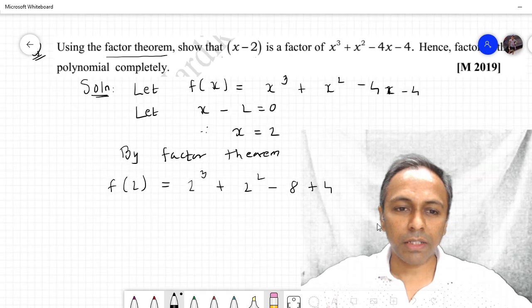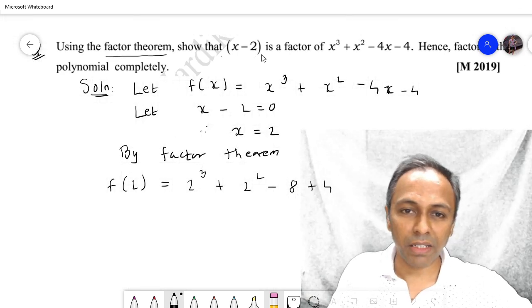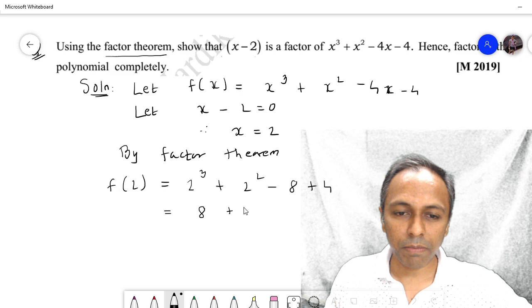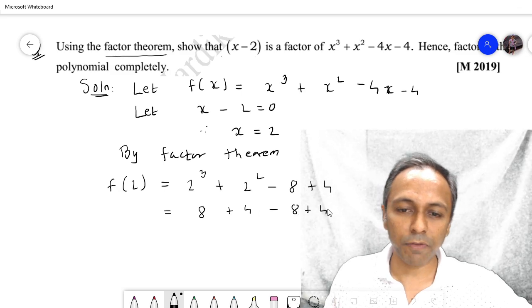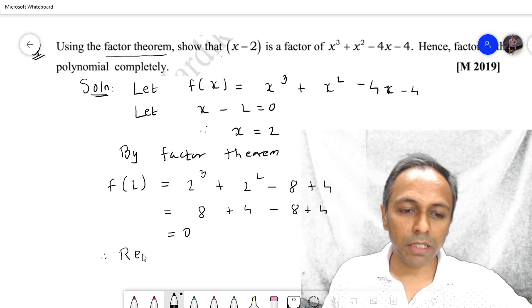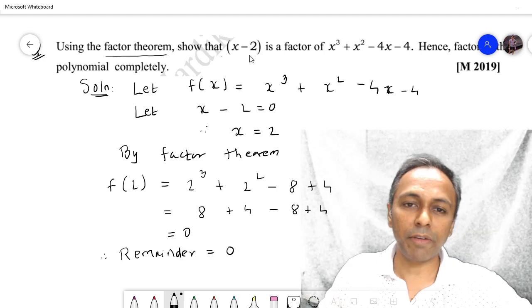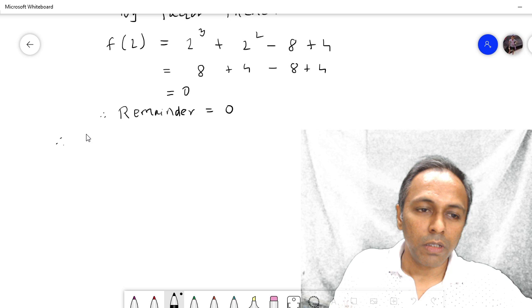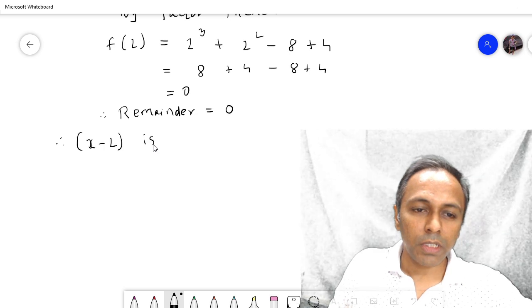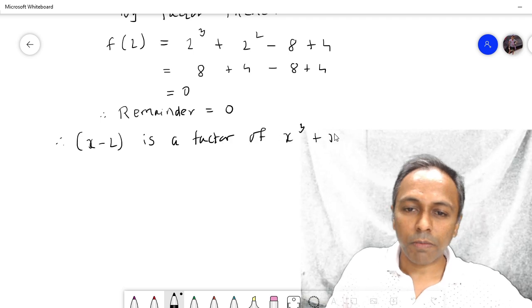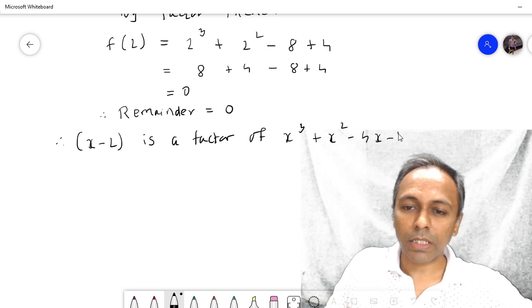Okay, so by factor theorem what we have to prove is that this is a factor, so what should our answer be? It should be 0. So this is 8 plus 4 minus 8 plus 4. See, it is 0. Therefore remainder is 0, and if remainder is 0, definitely x minus 2 is a factor. Therefore x minus 2 is a factor of x cube plus x square minus 4x minus 4.